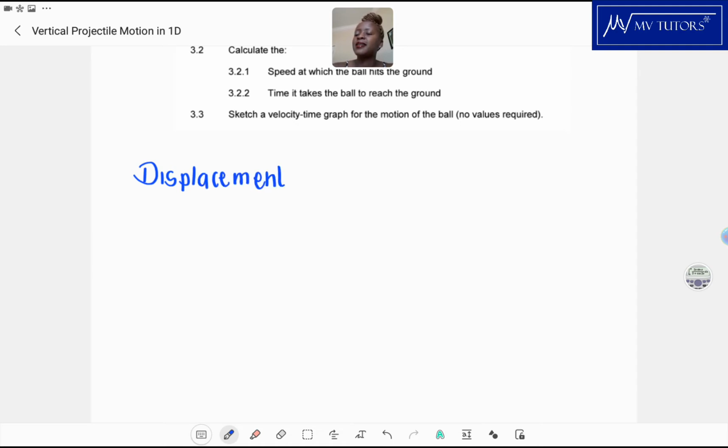Displacement is basically when an object is going from one place to another. So you have your projectile moving from one position to another.